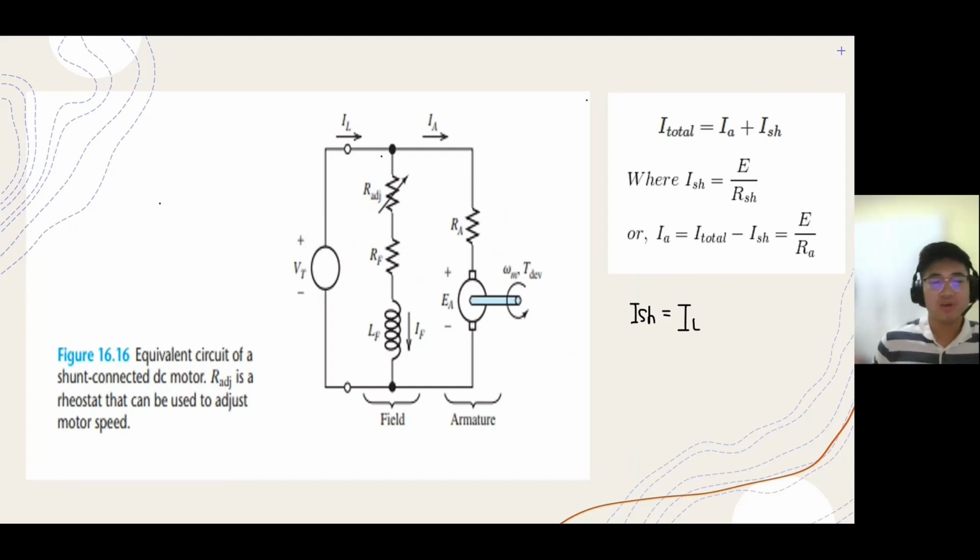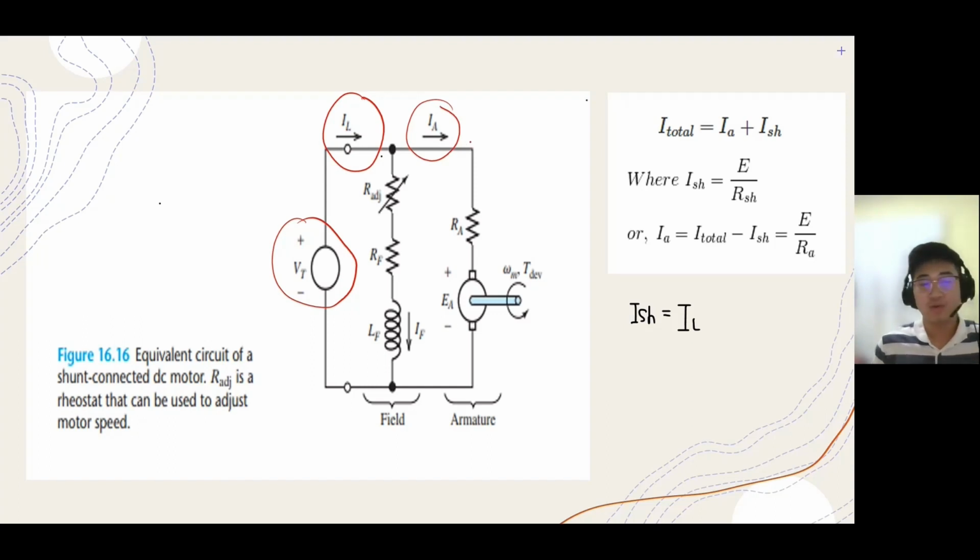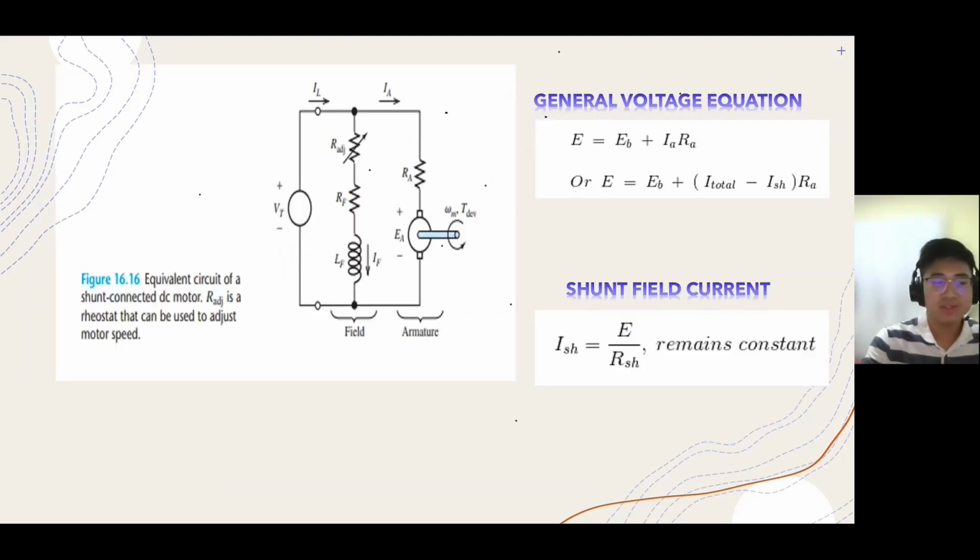Let's now consider the voltage and current being supplied from the electrical terminal to the motor. The current supplied to the shunt DC motor is split up into two parts, which are IA, the current flowing through the armature, and IL or ISH, which is the same. ISH is the current flowing through the field winding of resistance RSH. And these are the equations for finding the currents. Now we put this value of armature current, IA, in to get the general voltage equation. The EB here refers to the induced back EMF.